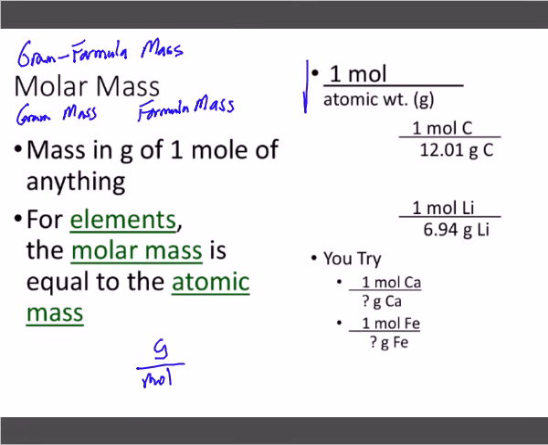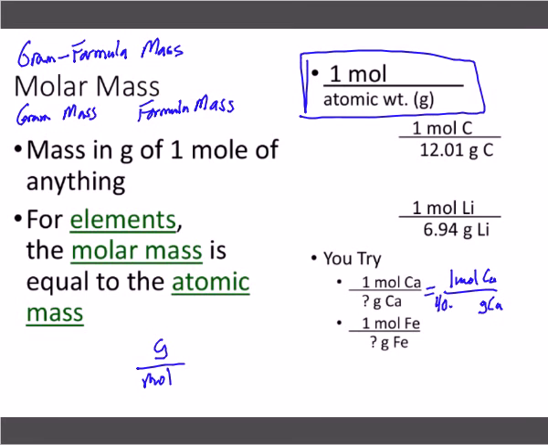Another conversion factor that's related to mass right here. 1 mole just equals the atomic weight. Okay? So for elements, it's super easy. 1 mole of carbon would be 12.01 grams of carbon. 1 mole of lithium, 6.94 grams of lithium. What's going to be the molar mass of calcium? How would we write that conversion factor? 1 mole of calcium equals what? How many grams of calcium?